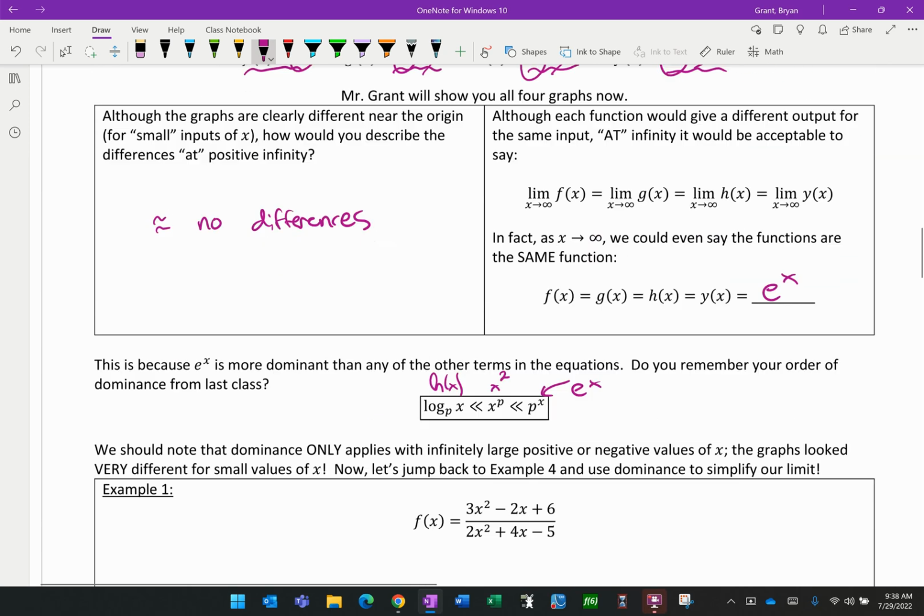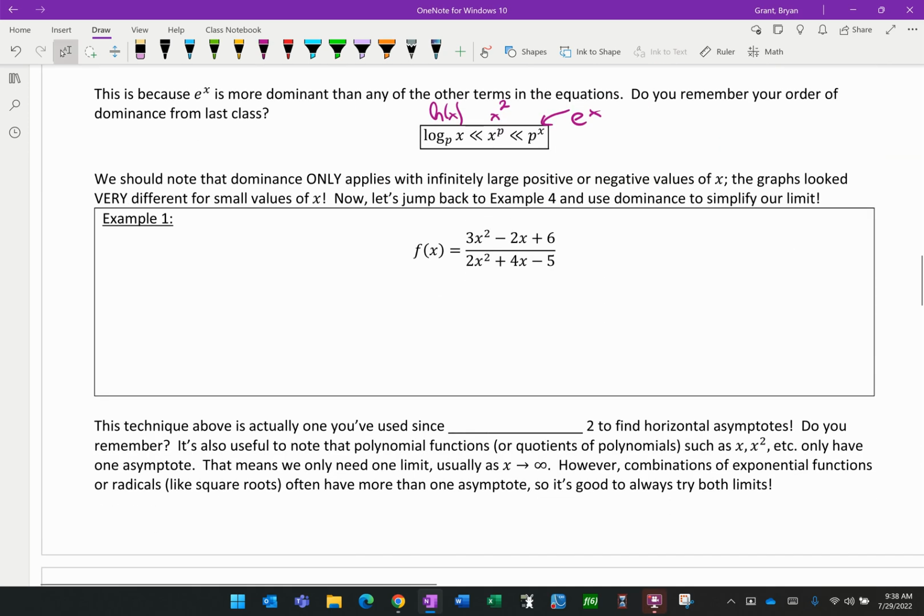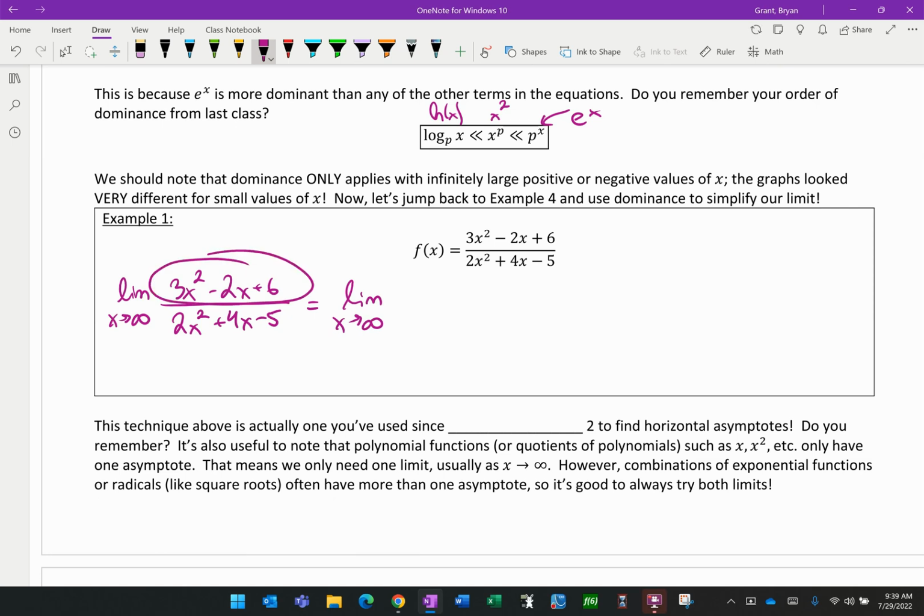So what does that mean? Well, if we go back to this again, then let's go ahead and simplify this function. So I'm going to find the limit as x approaches positive infinity. We'll rewrite this a couple times. 3x squared minus 2x plus 6 divided by 2x squared plus 4x minus 5. And I'm going to say that the numerator, which is this parabola, 3x squared minus 2x plus 6, is no different than the parabola 3x squared at infinity.